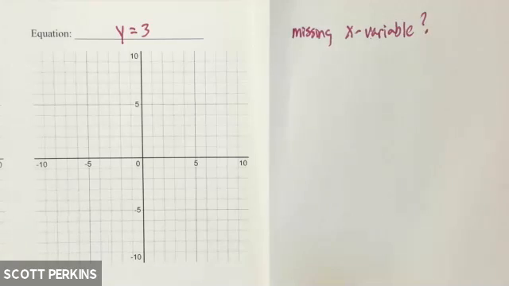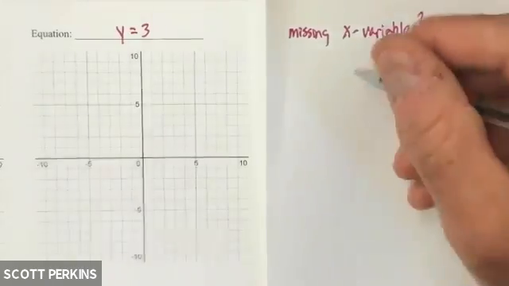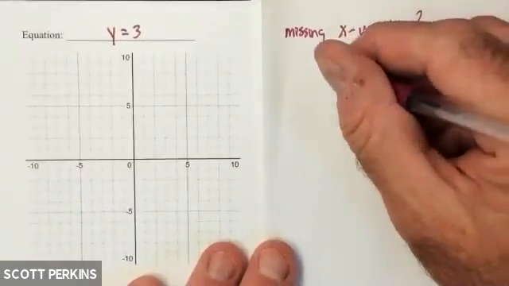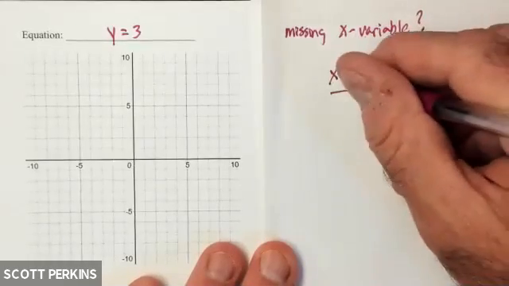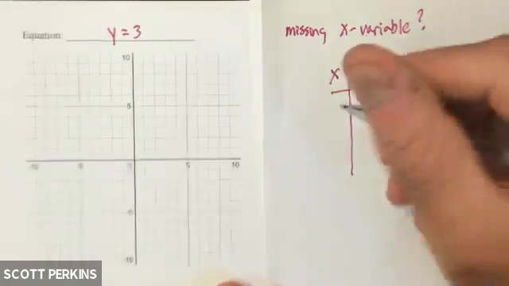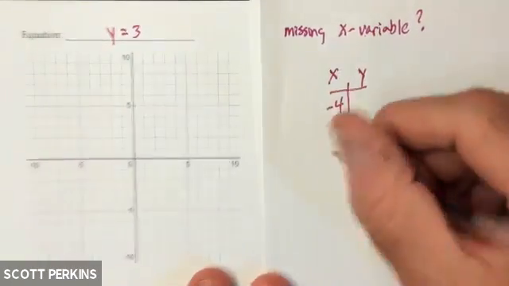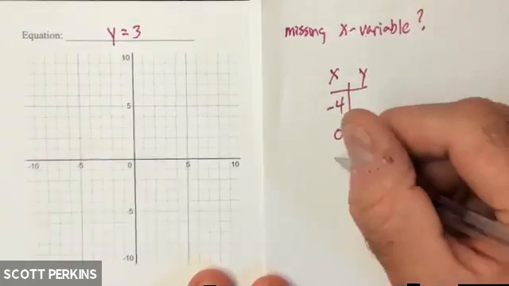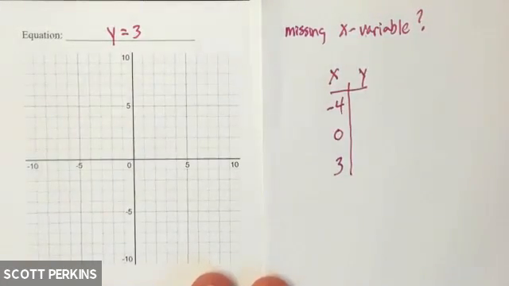Well, let me make my little table of values like we did last time. So here's my table. I'm going to have x values. I'm going to have y values. So let me pick my x values. Let me pick the x value -4. Let me pick the x value 0 and the x value 3. Okay, so there's my table of values.